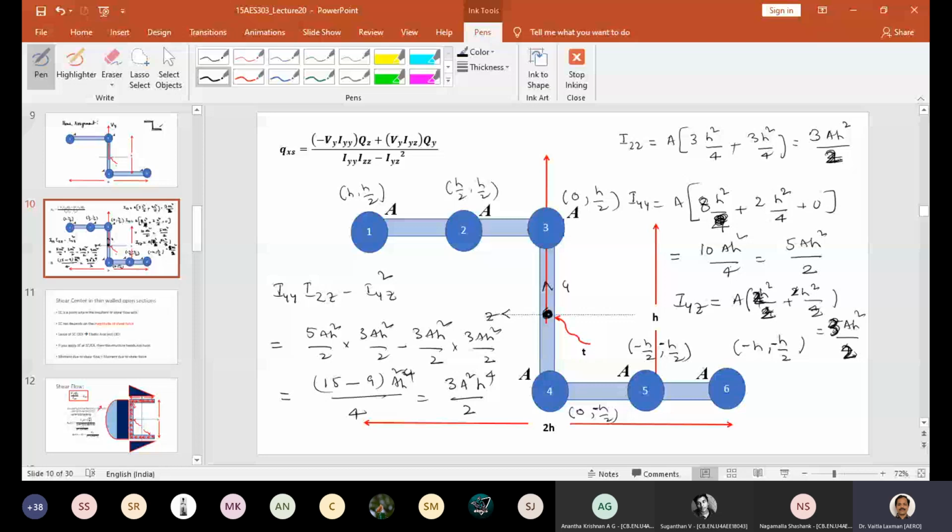Iyy into Izz minus Iyz whole square is what? 3a square h to the power 4 by 2, isn't it? Yes, sir. Right. So once this is there, just substitute it. You can get the shear flow from here to here. Are you getting 0 in this? Definitely not. Check it out.